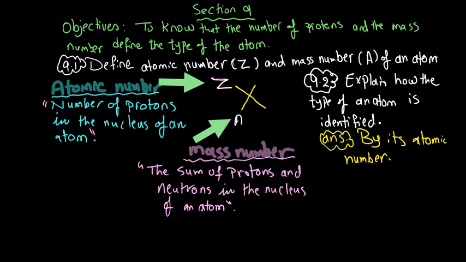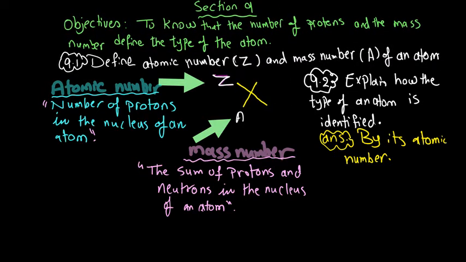We will start now in section 9. In section 9, you are going to learn the number of protons and the mass number that are used to define an atom. In order to define any atom, you need to learn two numbers: the atomic number, which is designated by the letter Z, and the mass number, which is designated by the letter A of an atom.